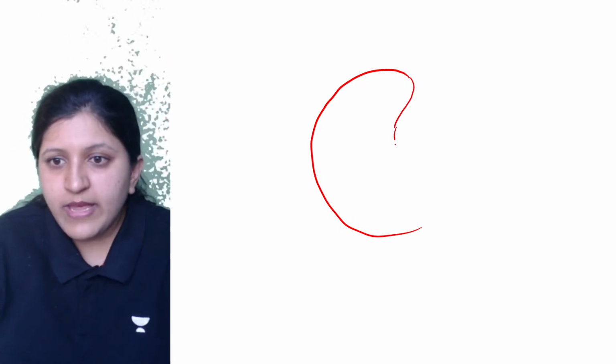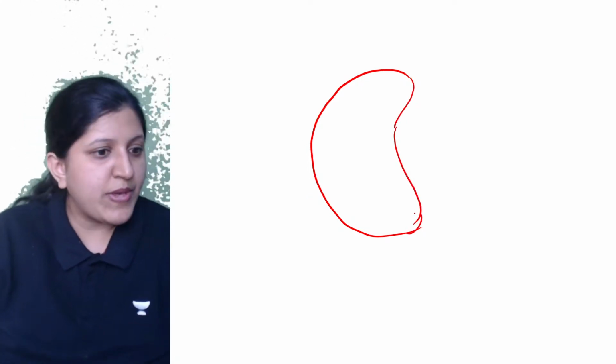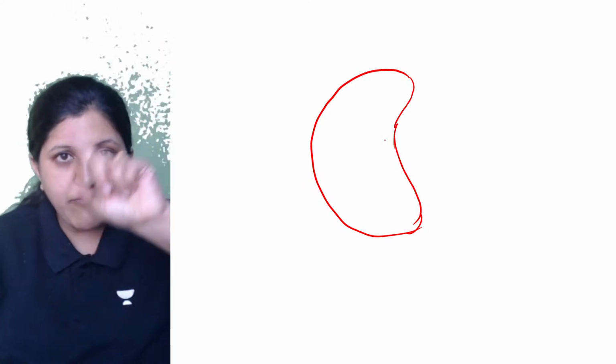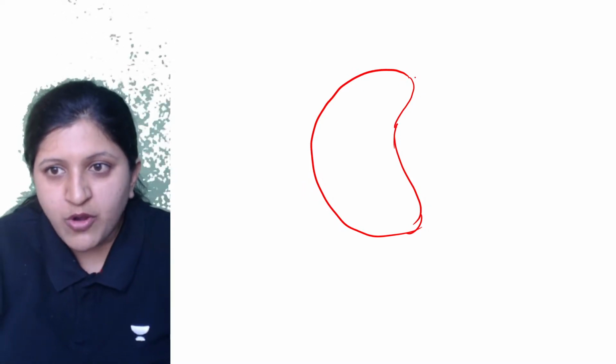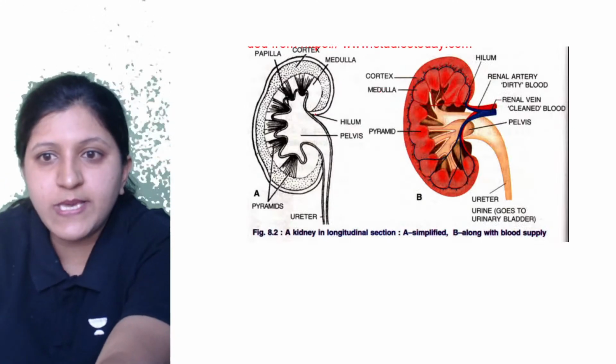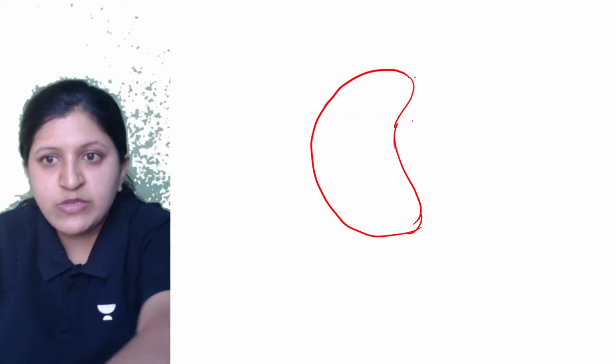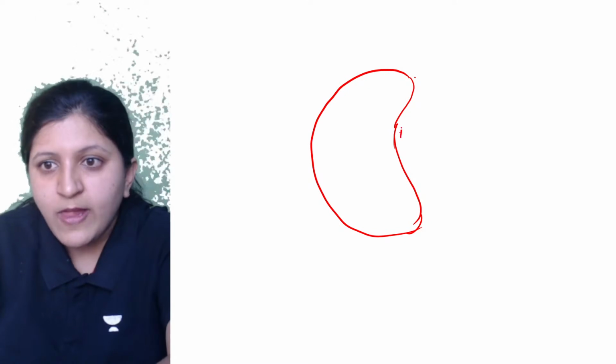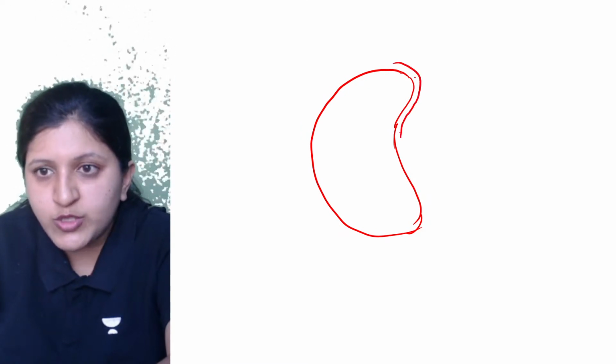So now you know there is the kidney. Two layers of covering. So two coverings you need to draw for a kidney as well, as you can see here. So there are two coverings. Don't just draw one covering for this one. For this also you need to draw two coverings.